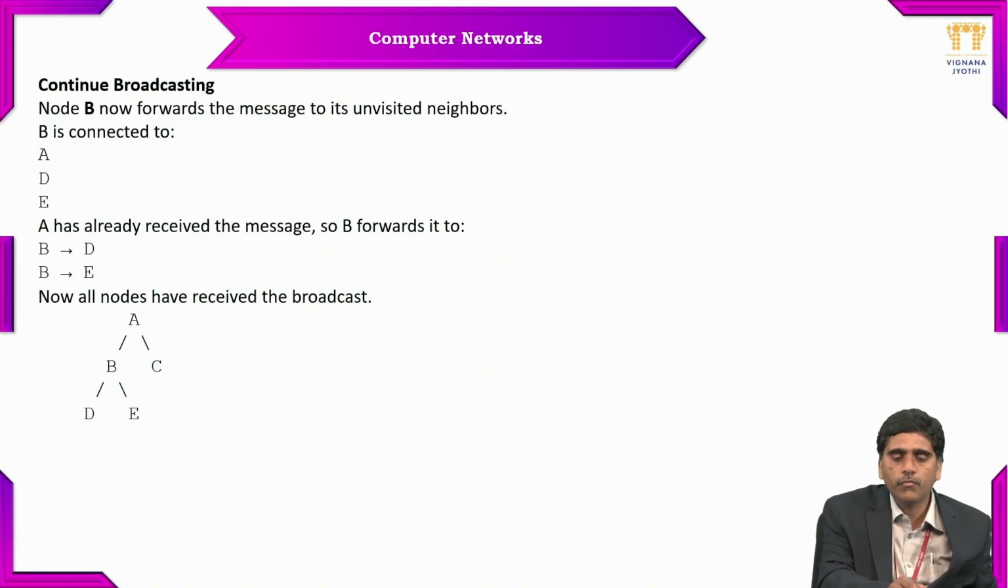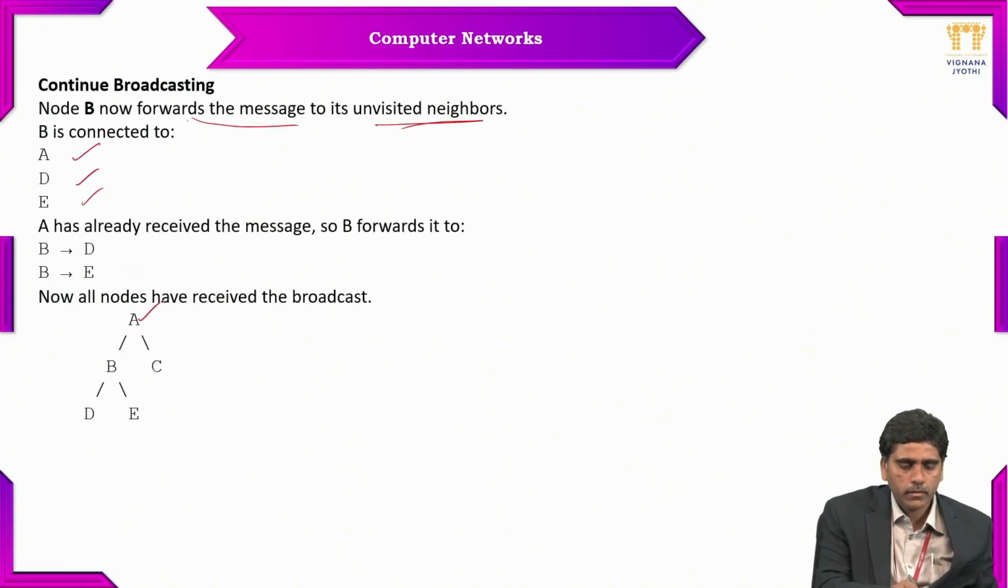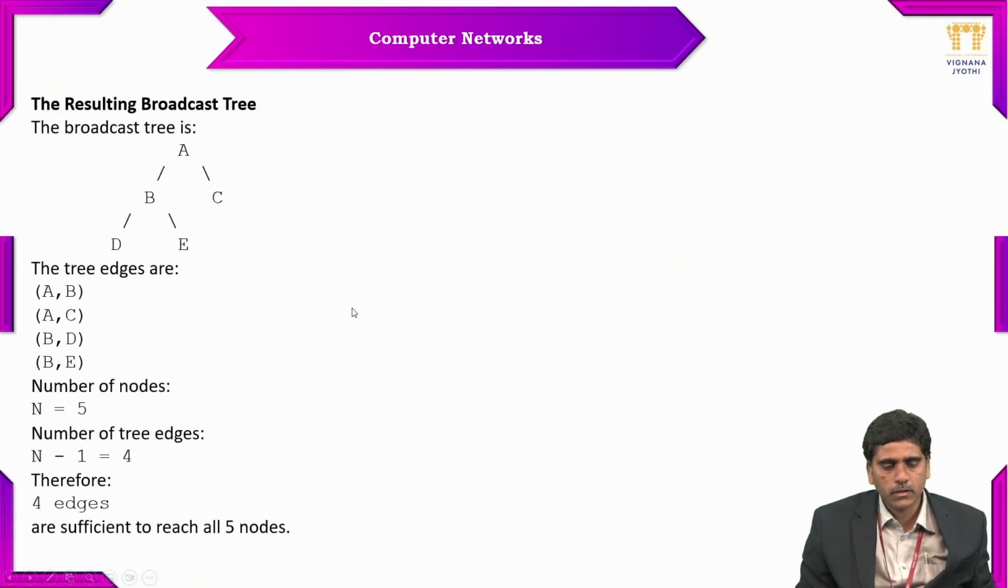Now node B forwards the message to its unvisited neighbors. B is connected to A, D, and E, right? A is already visited, so A is over. Now B wants to visit D as well as E. So A has already received the message, and B forwards it to D and B to E. Now all nodes have received the broadcast. So C is also visited.